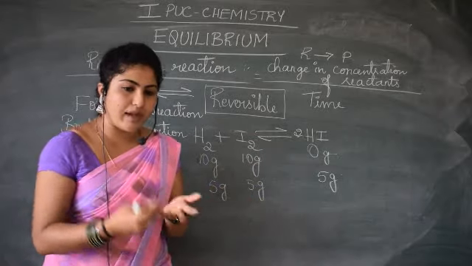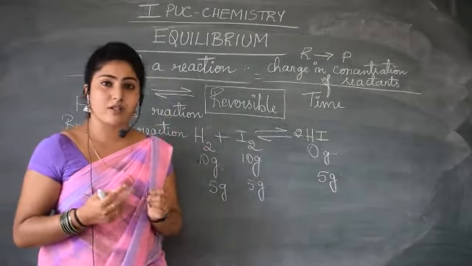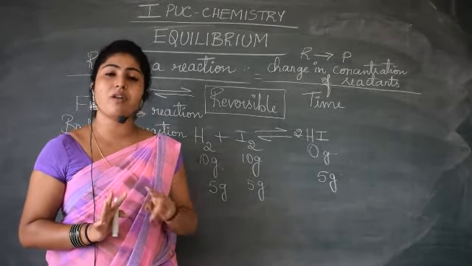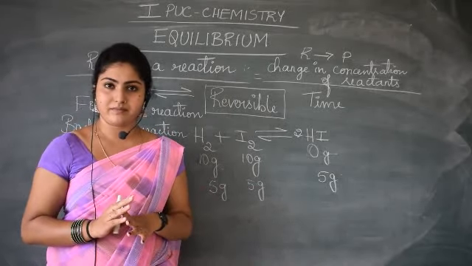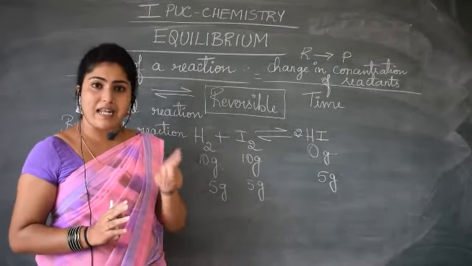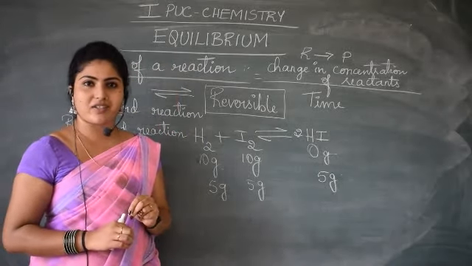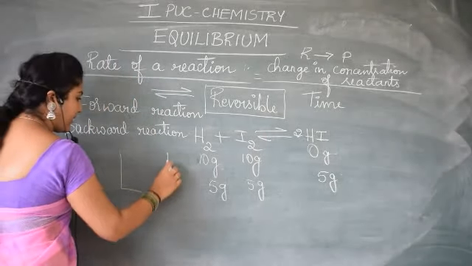When you just look at the system, you feel like the reaction has stopped, no reaction is taking place. But in actual fact both reactions are taking place, but at the same rate. That is why that state is called equilibrium. You understood? For example, a general example I can give you.